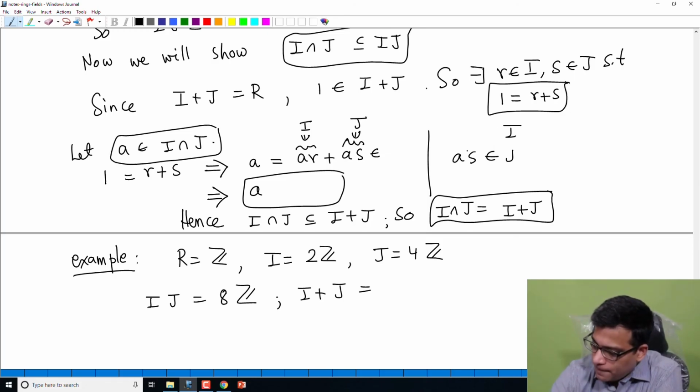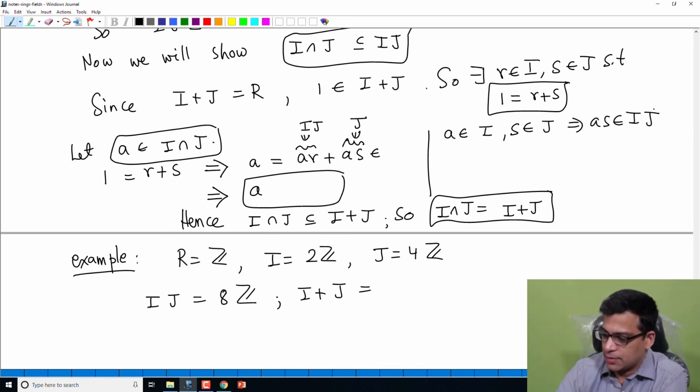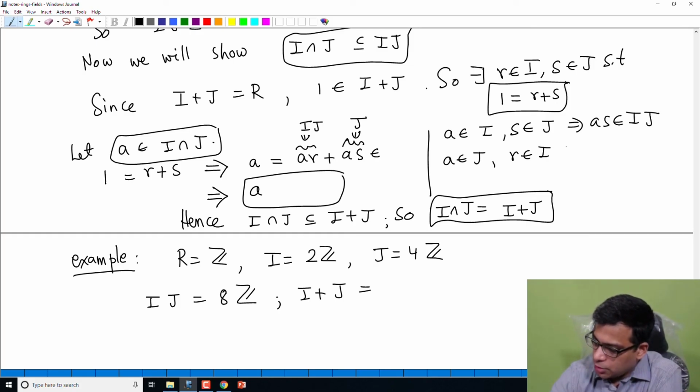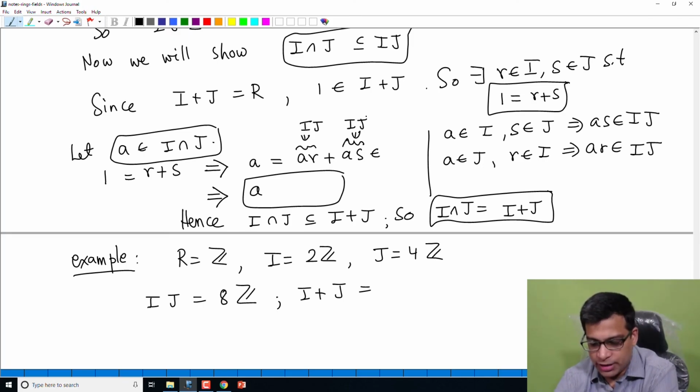So let me go back here. A is contained in I and S is contained in J. So AS is contained in IJ. So this is something I missed here. Similarly, A is contained in J and R is contained in I. So this implies AR is contained in IJ. Okay, so I should have written here, remember I have never used that A is actually in both I intersection J, both I and J, that is crucial here.